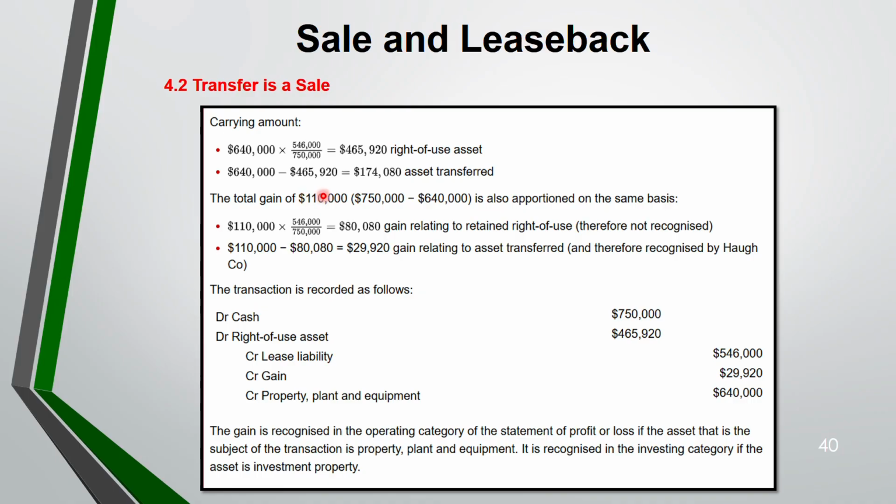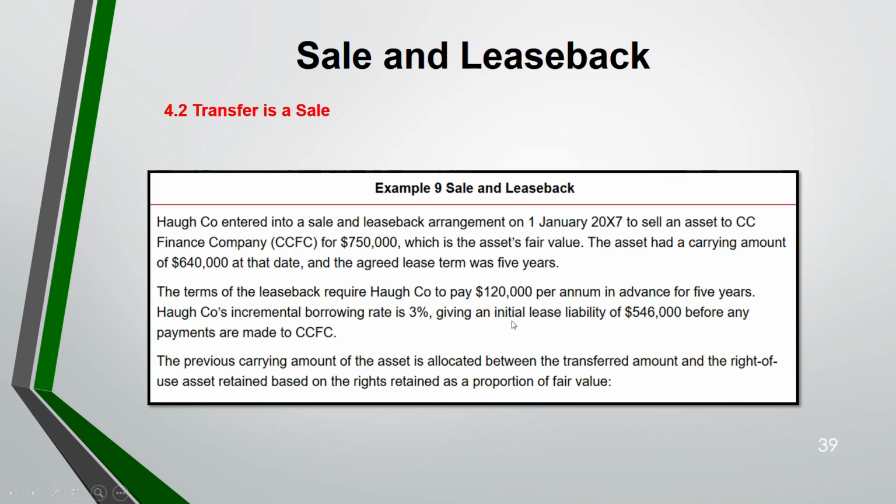See, you are holding some asset under the right of use asset under the lease and you are selling. So for the amount that you retained, you need to apportion your carrying amount. That's why we are multiplying 640,000 by 546,000. So 546,000 is your lease liability, over 750,000, the amount that you have sold.